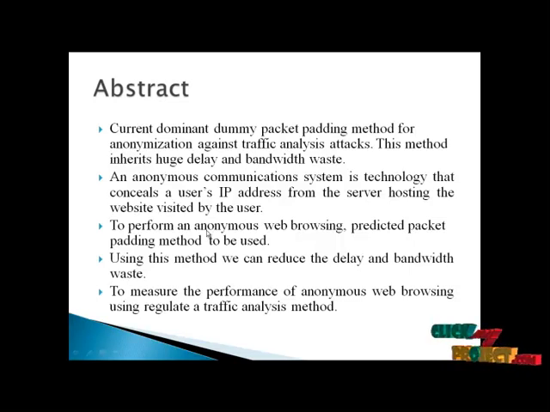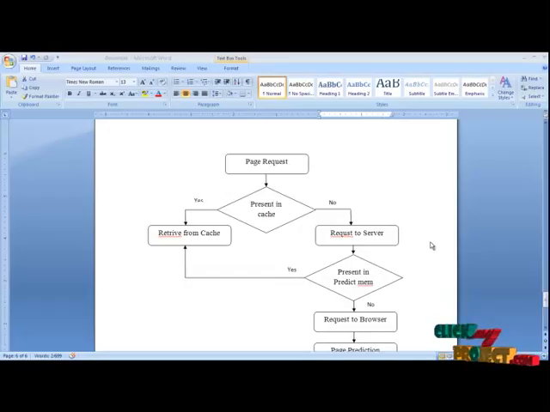To measure the performance of anonymous web browsing, we use a traffic analysis method called CCC. With this method, we are going to perform the analysis of the existing and the proposed system. Let's take a look at the data flow of the process.